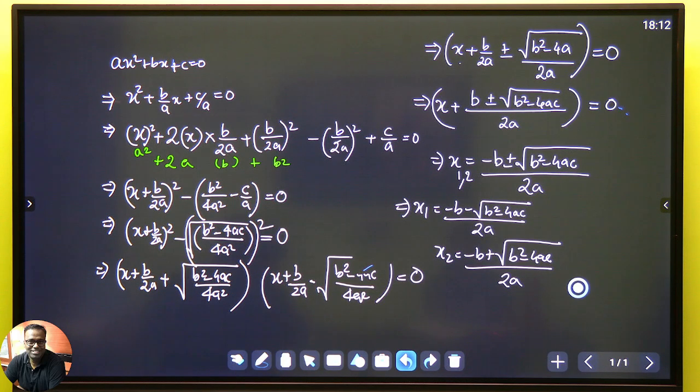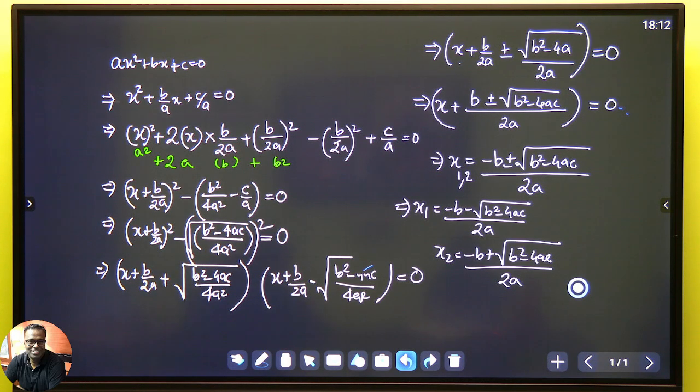All fine? Yes. Now, employ the formula a plus b into a minus b. And 4a square I'm taking out of root, so it should be 2a. a plus b into a minus b. Right? Now either this should be 0 or this should be 0.